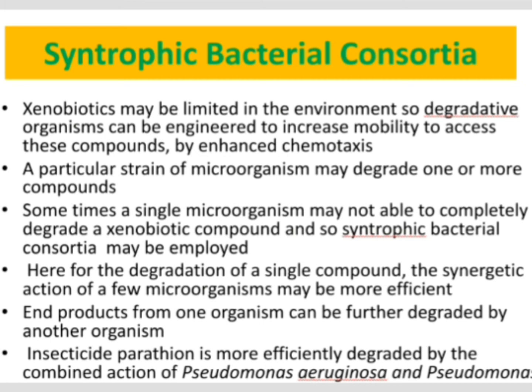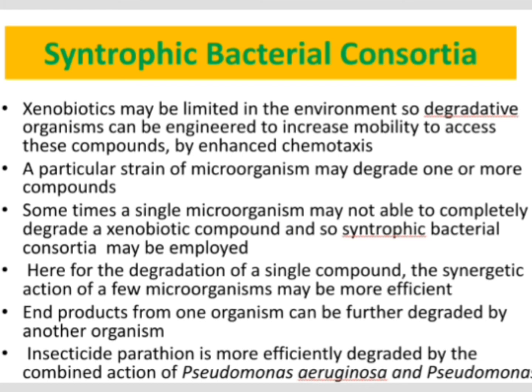A particular strain of microorganism may degrade one or more compounds. In some cases, for example, Pseudomonas itself can degrade more than 100 different compounds. But sometimes a single microorganism may not be able to completely degrade a single xenobiotic compound. In some cases a single xenobiotic compound cannot be degraded by a single strain of microorganism.